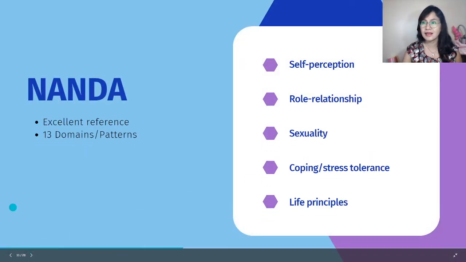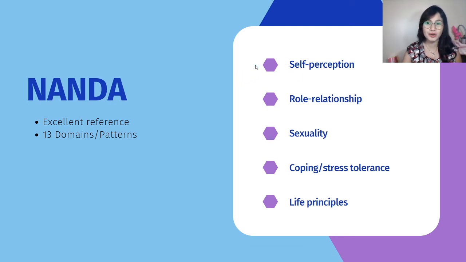The sixth domain or pattern is self-perception or cognition. So this is actually awareness about oneself. Seventh is the role relationship. This is the positive and negative connections between people or groups of people and how those connections are demonstrated. Eighth is sexuality. This is the state of being a specific person regarding sexuality or gender.